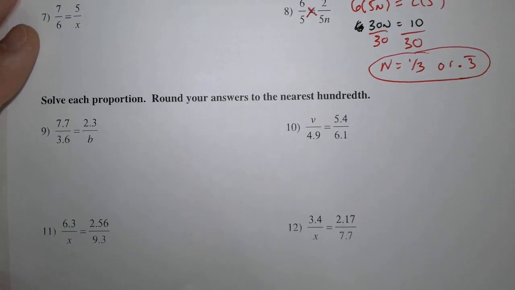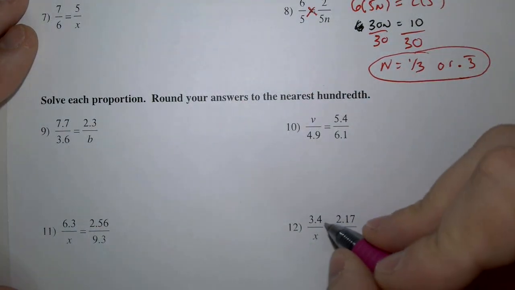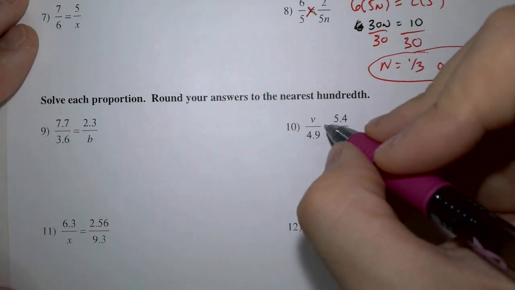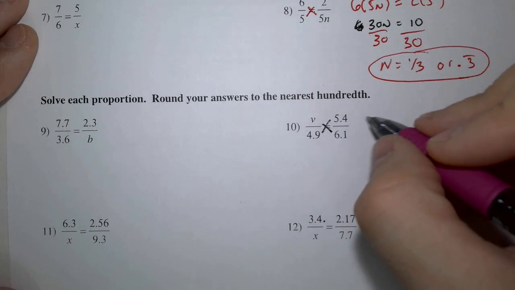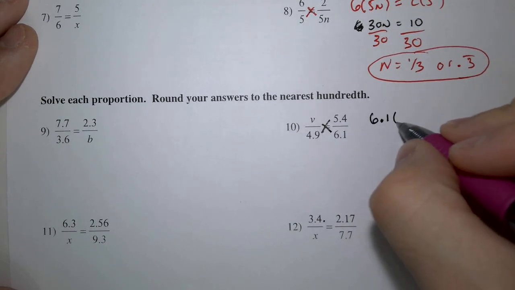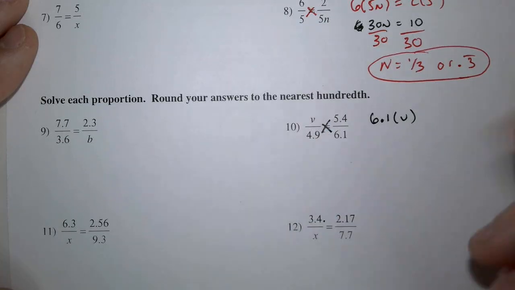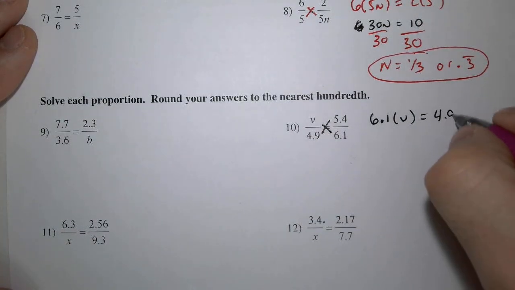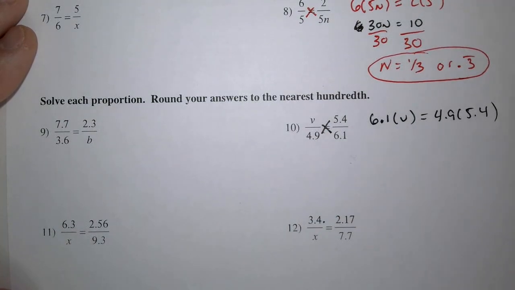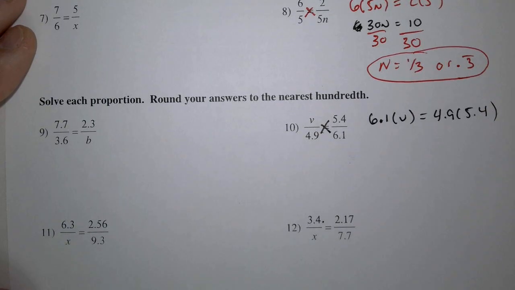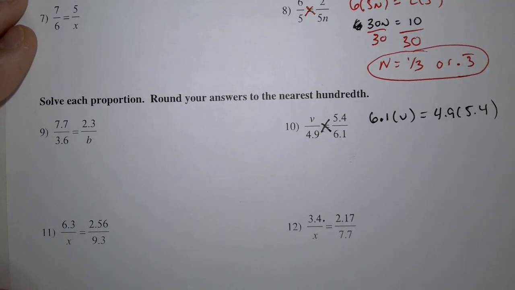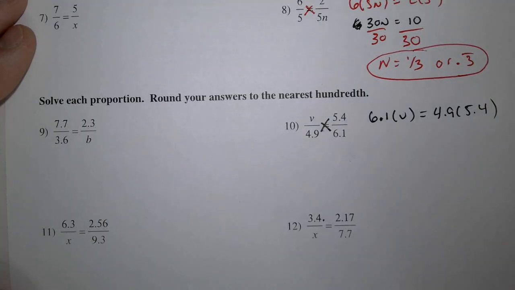So I'm going to do one of these, and then I'm going to move to the problems that you might need some assistance on. We're going to do number 10 because I'm looking at it. It would be 6.1 times v. v times 6.1 would equal 4.9 times 5.4. All right. We're going to multiply 4.9 and 5.4 together.